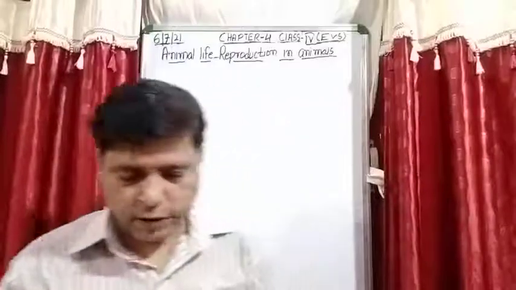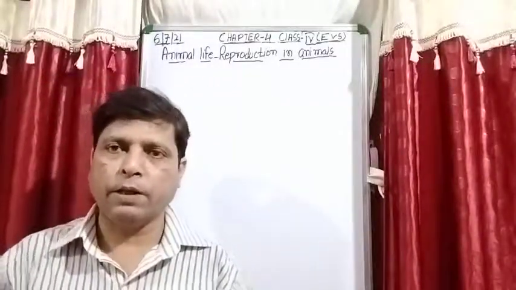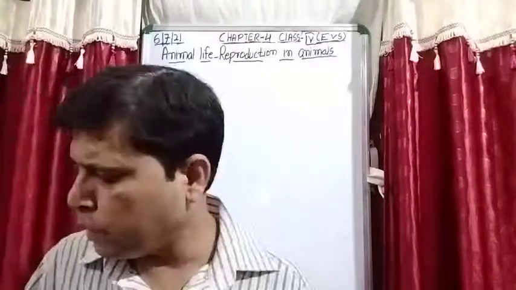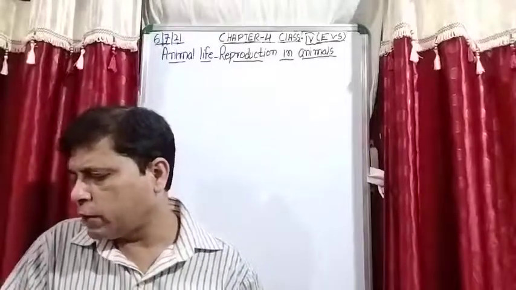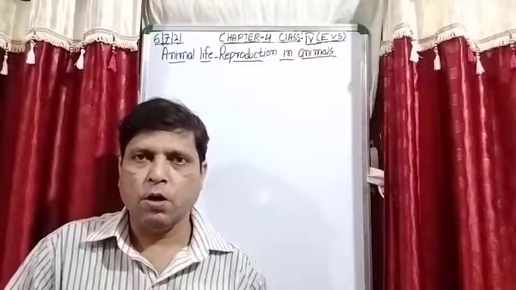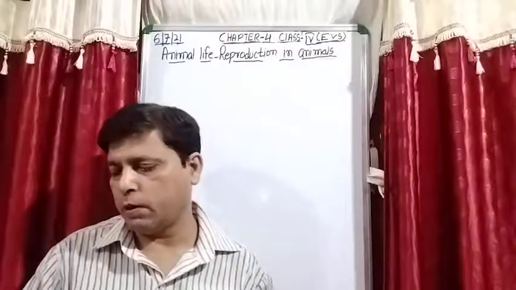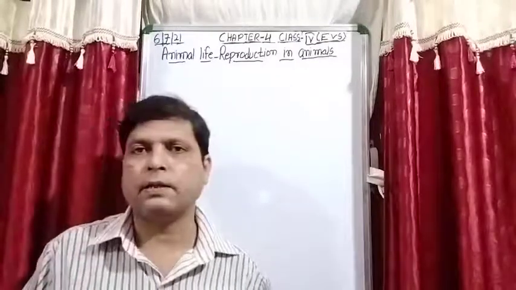So let's do a little recapitulation, students. What we have done in the previous video: I explained the keywords of the chapter and things to remember, that is the complete summary of the chapter. So we have completed all the topics of this chapter. Now we will start with the book exercises of the chapter.